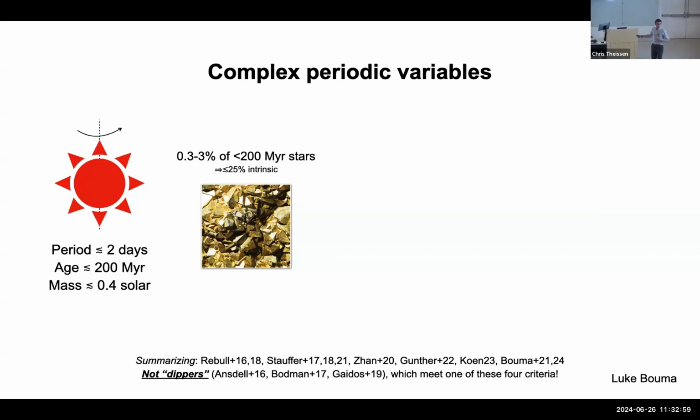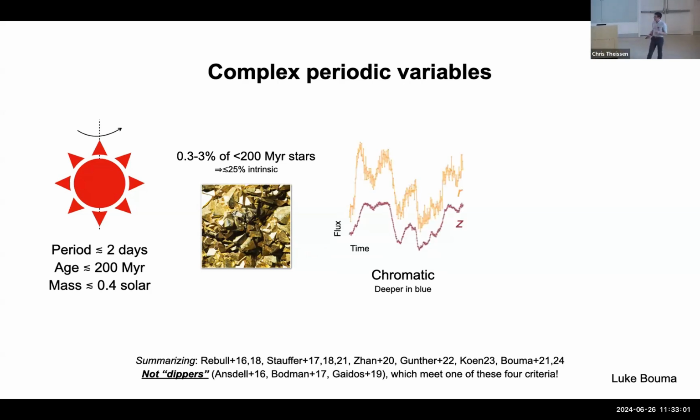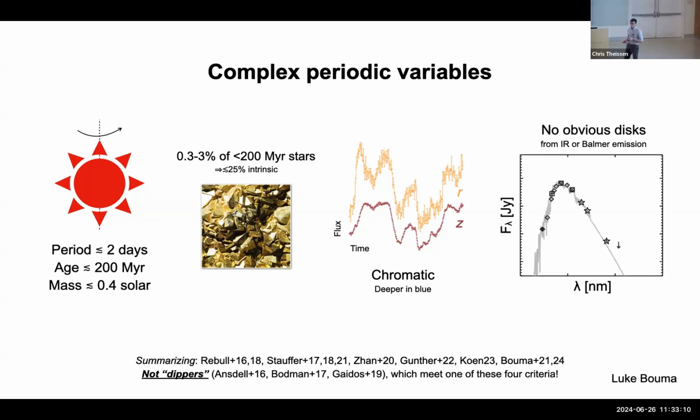Two other important observations. The first is that the sharp features in the light curves have been observed from ground-based photometry to be chromatic. They're deeper in the blue than they are in the red. And, very important, there is no evidence for disks in these systems. Not from the infrared excess, not from spectroscopy that's been acquired. As a tangential point, please do not call them dippers. That is a different class of object.